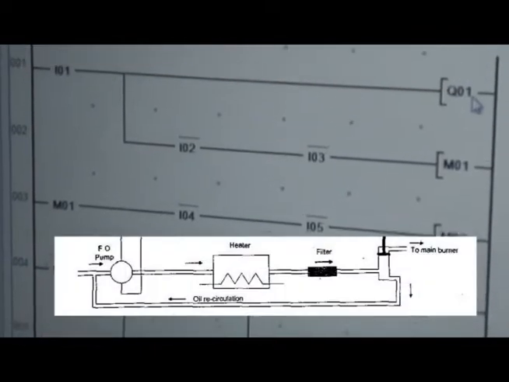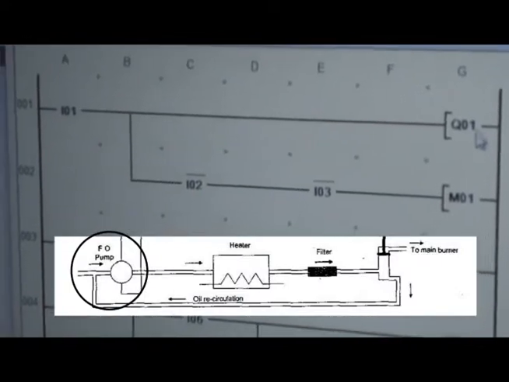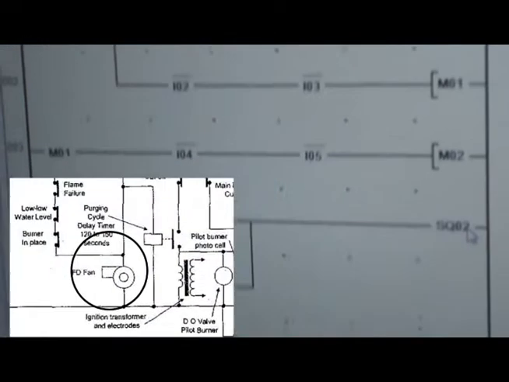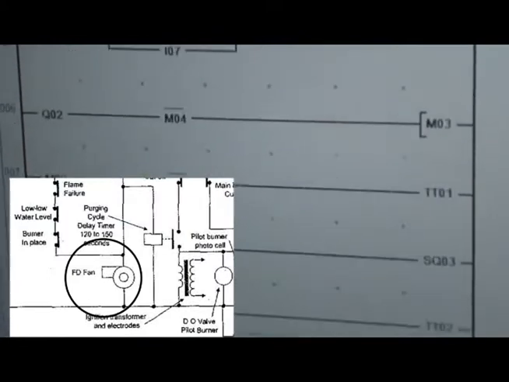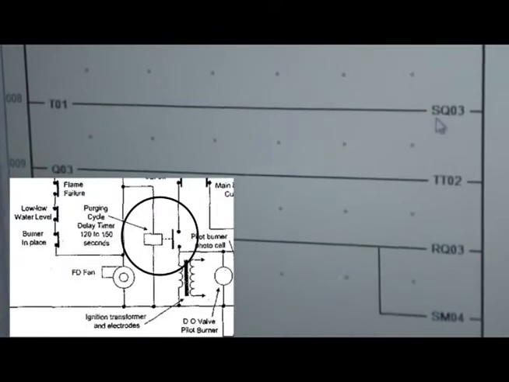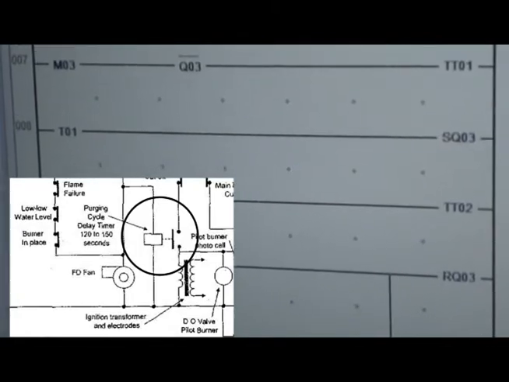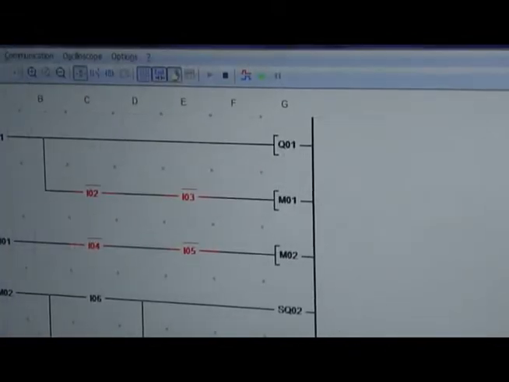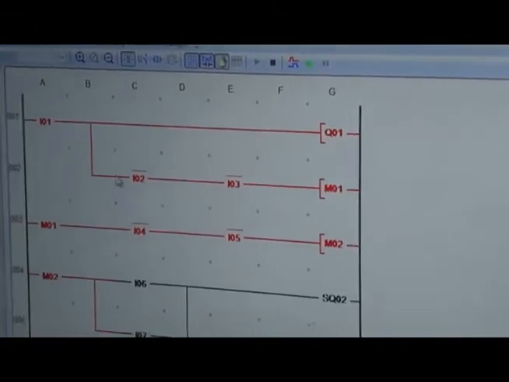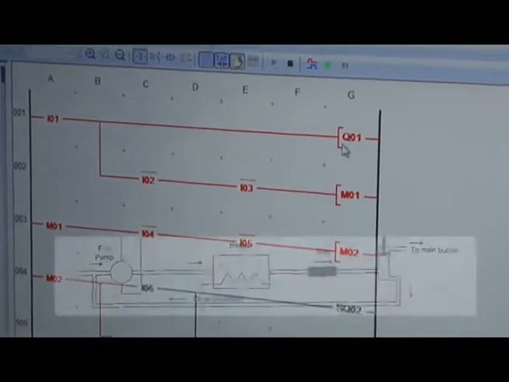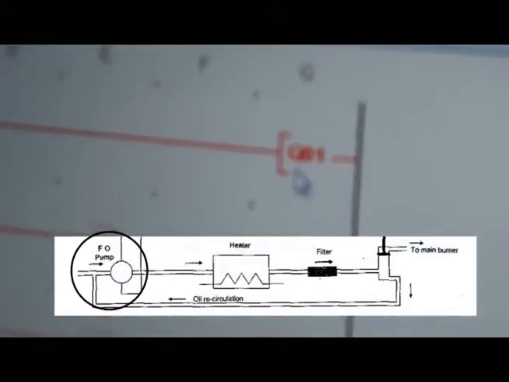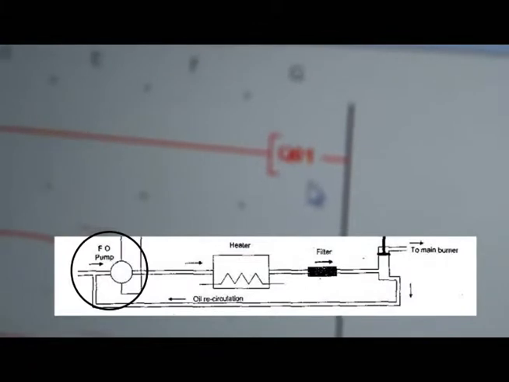This is our Q1, our fuel pump, and this is our Q2, the forced draft fan, and our Q3 is the timer delay for the ignition. So we will start the simulation and get to know the function of this. Pressing I1 will energize Q1, so our FO pump will now be running.